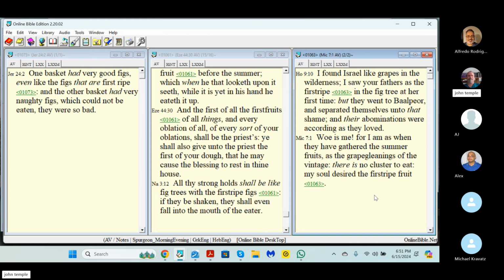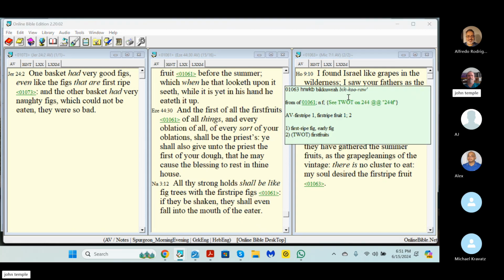When it talks about the husbandman going in and planting into the vineyard, we know the vineyard is Israel, and the trees are Jerusalem, and the planter is Jesus or God. So there's a lot of different metaphors that are going around with this, and that's what struck me about this, being the fig. And this 1063, it's Bikorah, first ripe, first fruit.